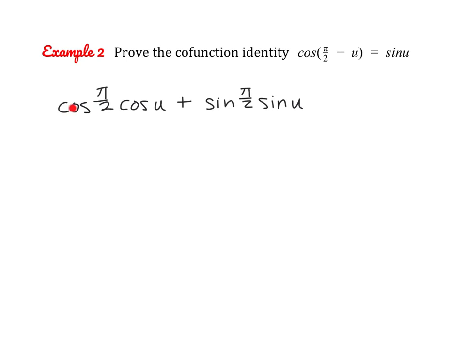So the cosine of pi over 2, hopefully remember, is 0. Cosine of u, we just have to leave it alone because we can't evaluate that. The sine of pi over 2 is 1. Sine of u we leave alone. And if you simplify this, we're left with just the sine of u. So we've just verified the identity, and we used the difference formula to help us do that.